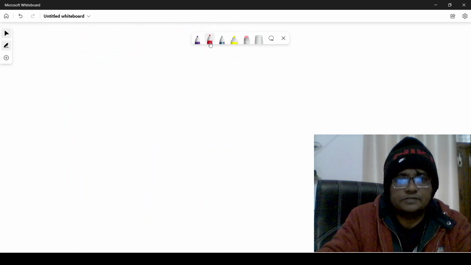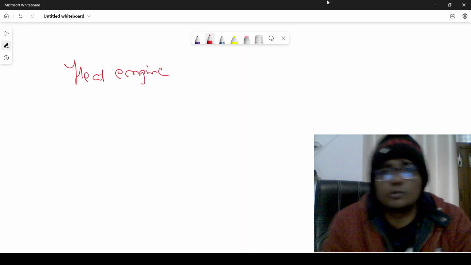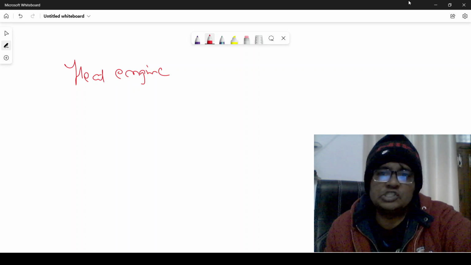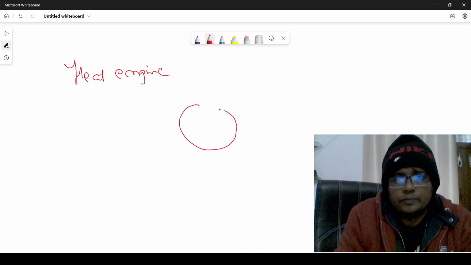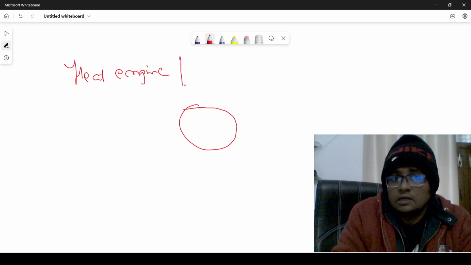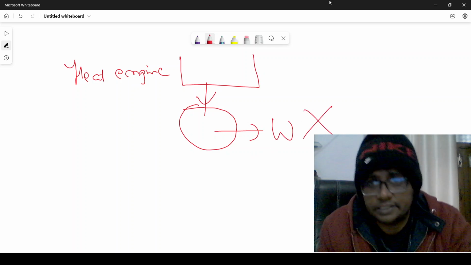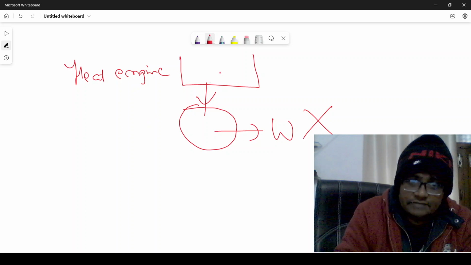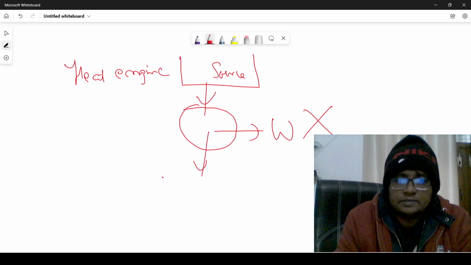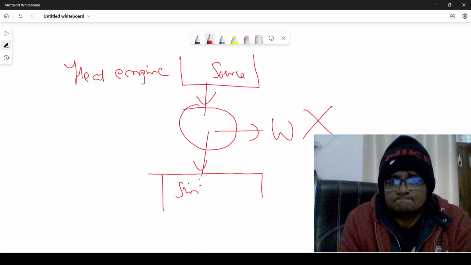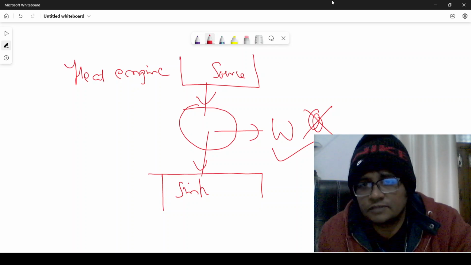Let us first come to the heat engine. If we talk about the second law of thermodynamics, what does the Kelvin-Planck statement say? It says that there is no engine that could transfer the whole heat and convert it into work. It is impossible. So what it will do is take the heat from the source, do some work, and dump the rest of the heat to the sink. This follows the Kelvin-Planck statement of the second law of thermodynamics.